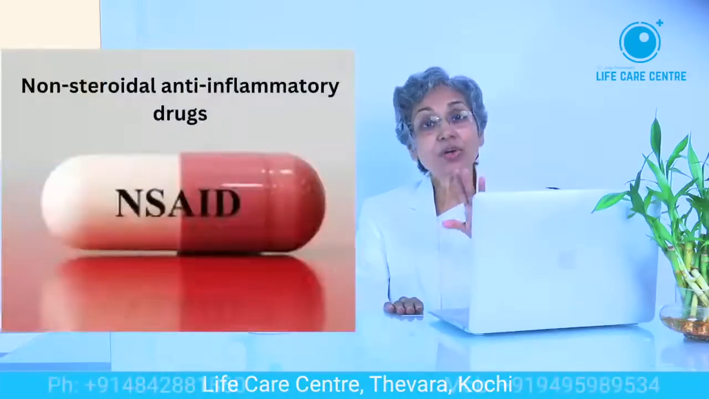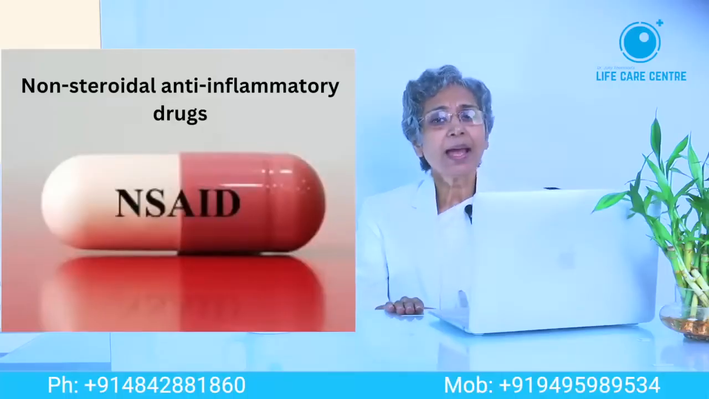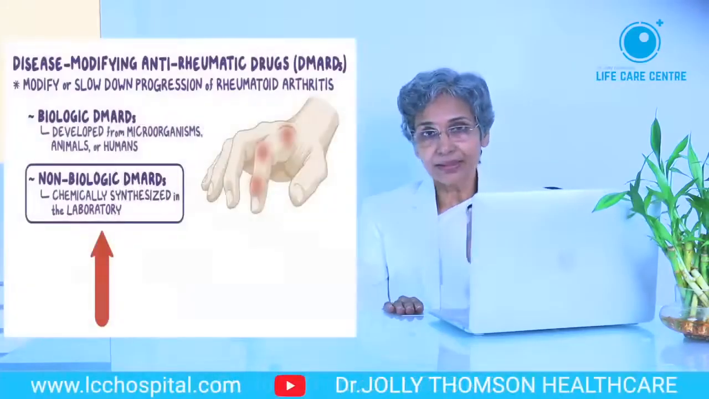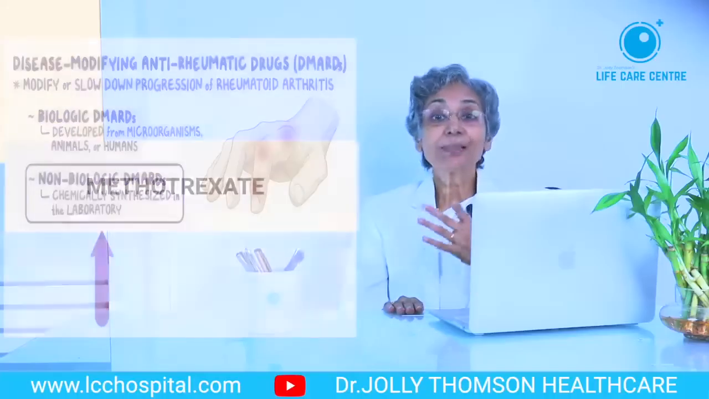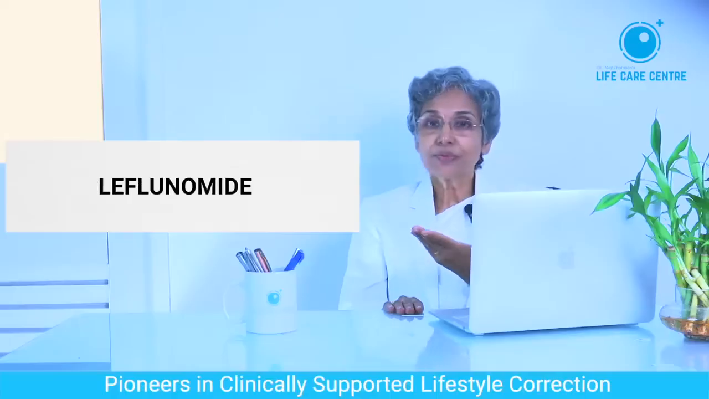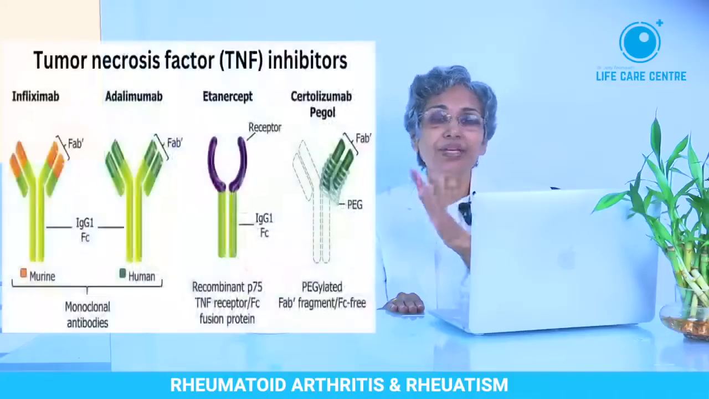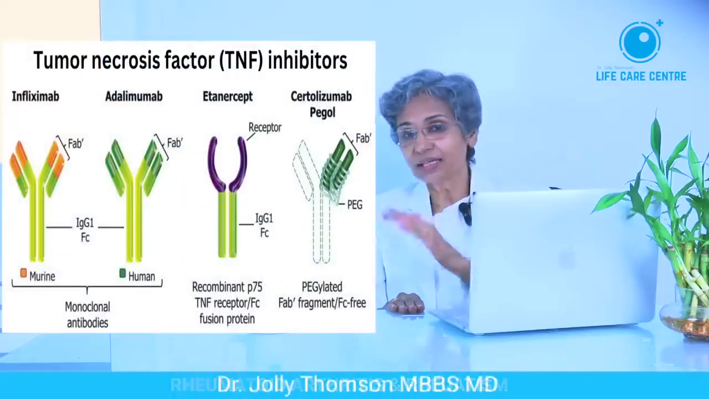For pain relief, NSAIDs, that is non-steroidal anti-inflammatory medicines, are the first line of management. But in rheumatoid arthritis, they may not be effective. So usually our doctors will start steroids. Then DMARDs, that is disease modifying agents like methotrexate, sulfasalazine, leflunomide, hydroxychloroquine. There are so many, I'm not going into the details. And next are the biologicals, the later generation of medications: the TNF inhibitors, that is tumor necrosis factor inhibitors.